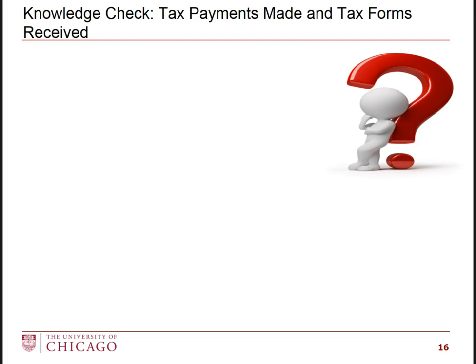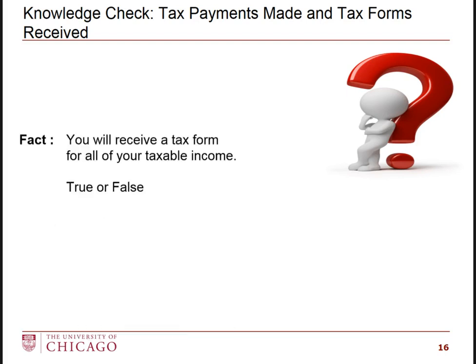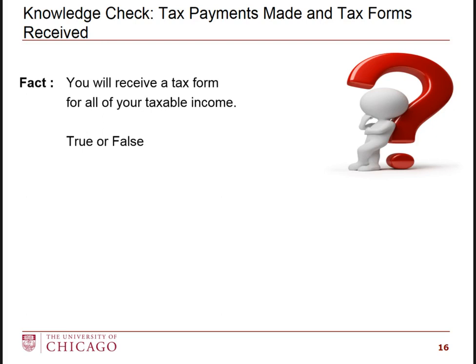Now we will pause for a knowledge check. Fact: you will receive a tax form for all of your taxable income. Is this true or false?